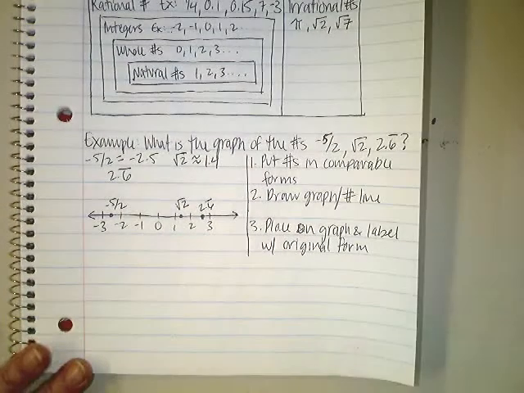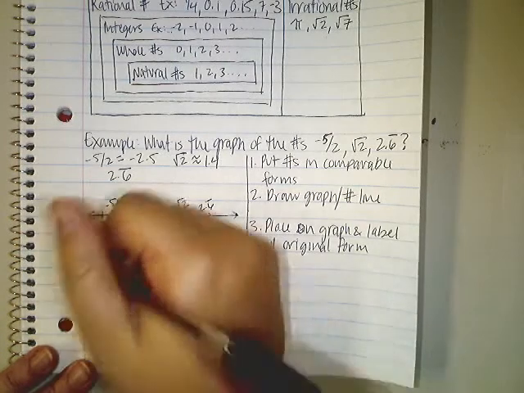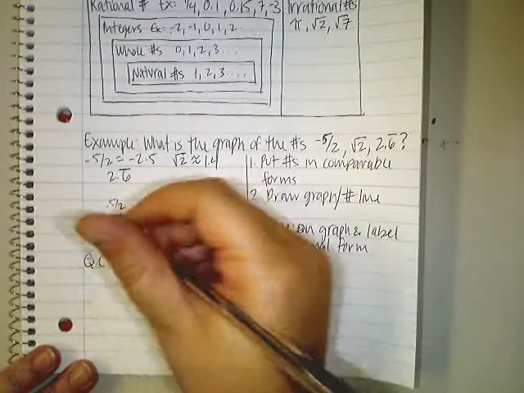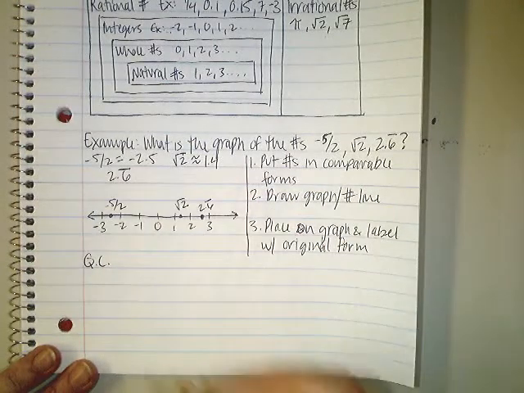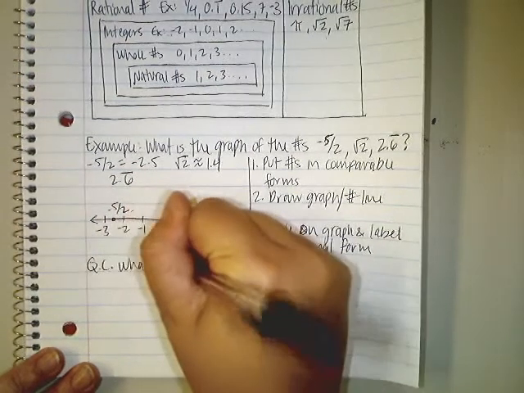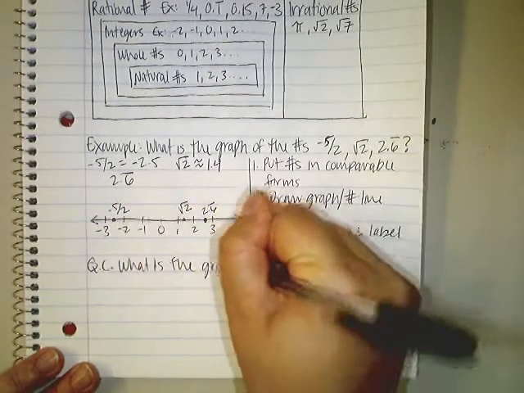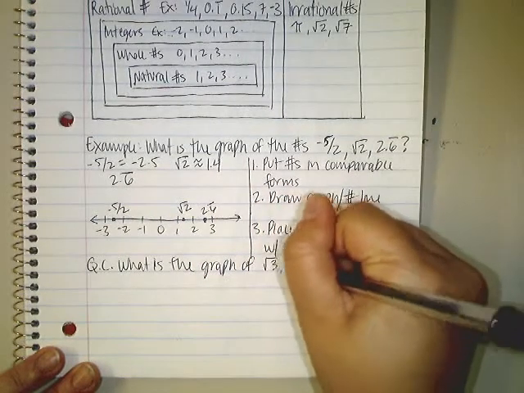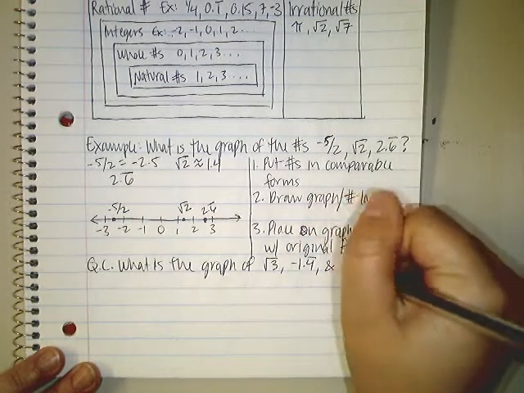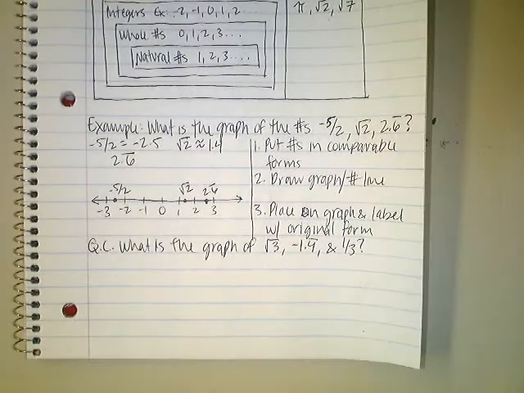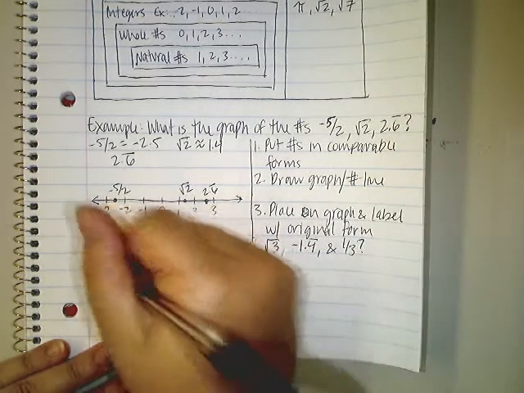Great. We have one more bit of information, but let's do a quick check together. So I want you to do the same thing we previously did. What is the graph of square root of 3, -1.4 repeating, and 1/3? So pause this, try this on your own real quick. I'm going to go over it now, so if you haven't stopped, stop it.